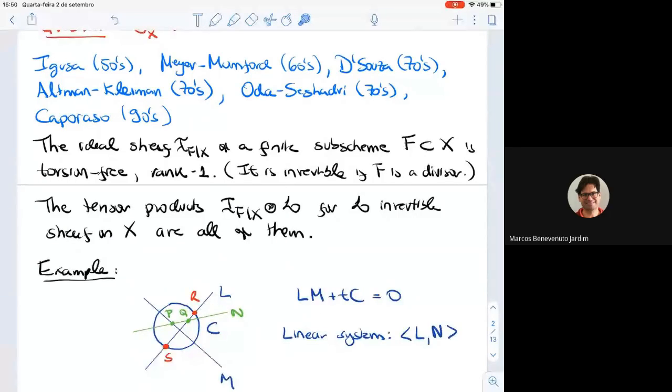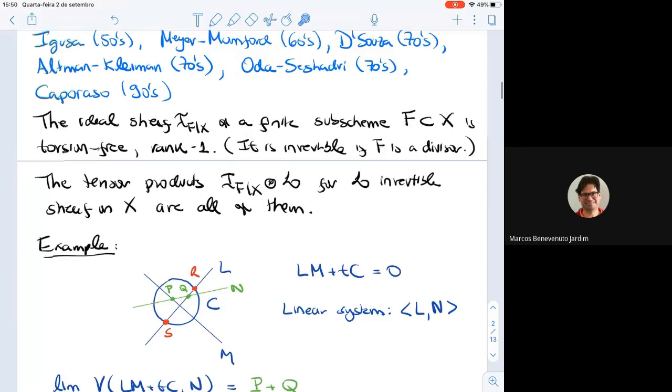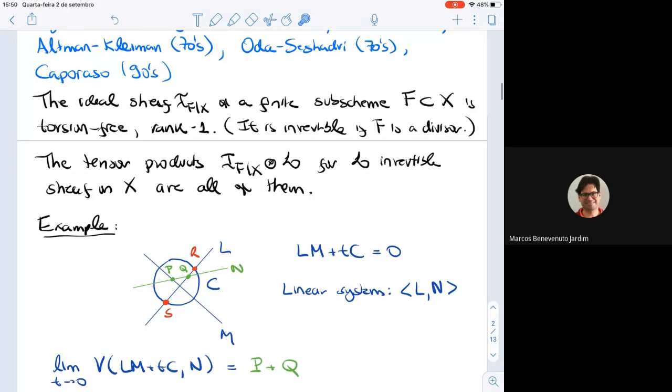So I can look at the intersection of these lines with a general member of the pencil of conics and look at the degeneration of that. So here I do this for the line N of my linear system. I look at the intersection of this N with LM plus tC, right? And let t go to 0. Here it's the same thing as making t equal to 0. And then I get the points of intersection P and Q.